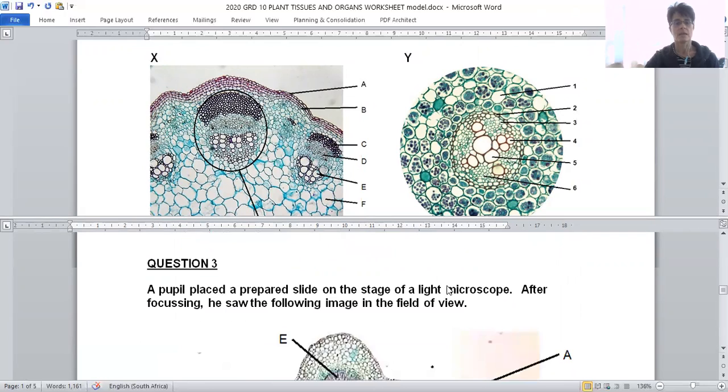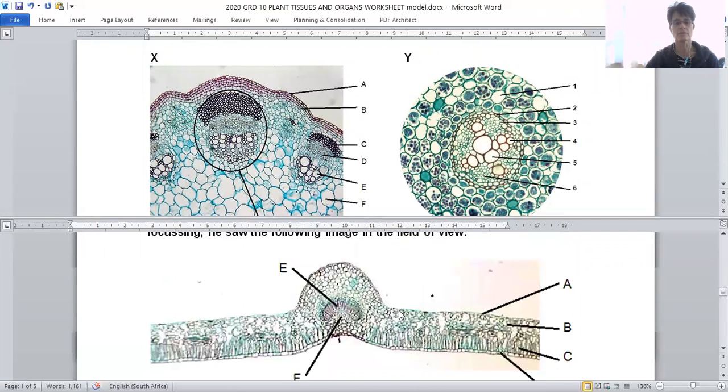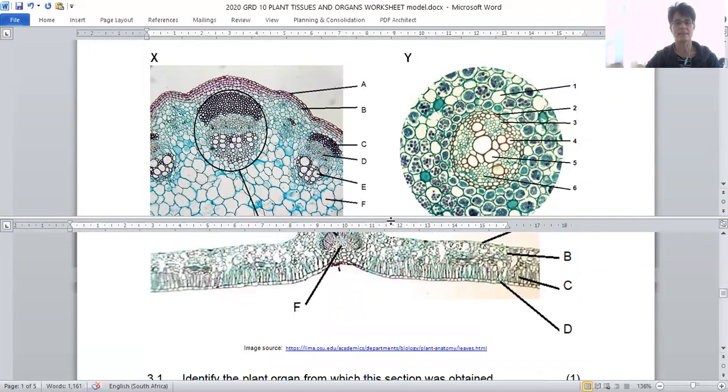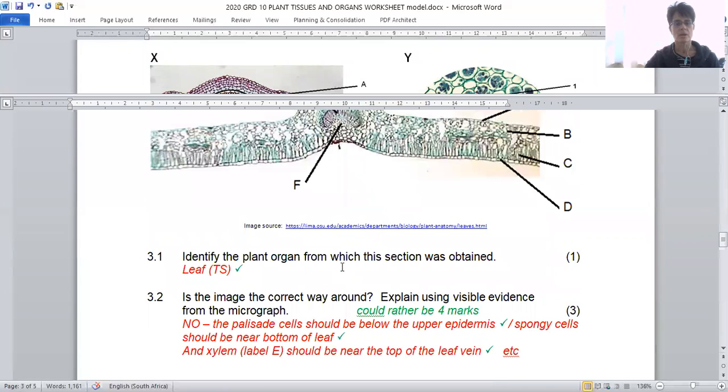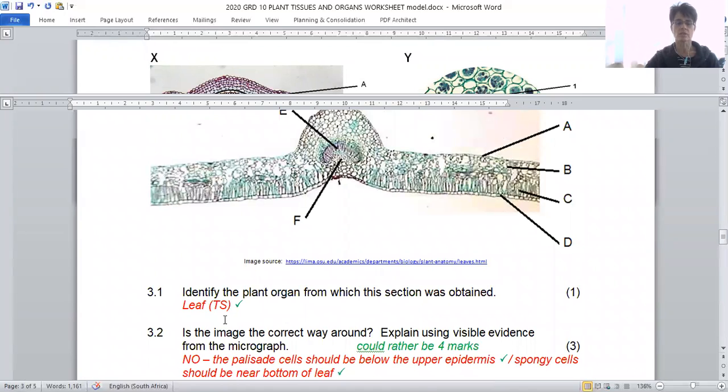Okay. Right, then we've got this question that I quickly made up, a little bit different. So this time I said, a pupil placed a prepared slide on the stage of a light microscope. After focusing, he saw the following image in the field of view. This would actually be a nice little exam question. Okay, see that. All right, identify the plant organ. It's the transverse section of a leaf, or just leaf. Is the image the correct way around? No.